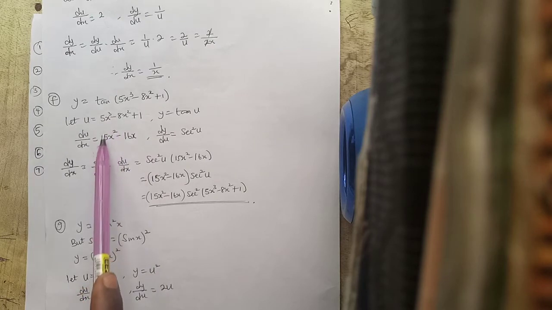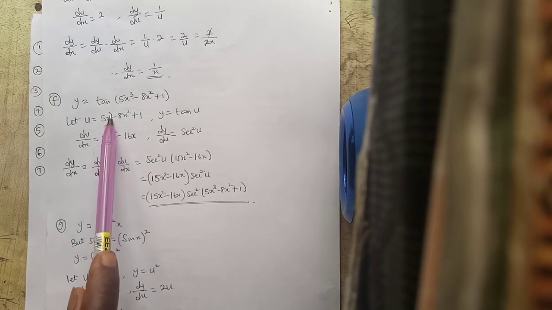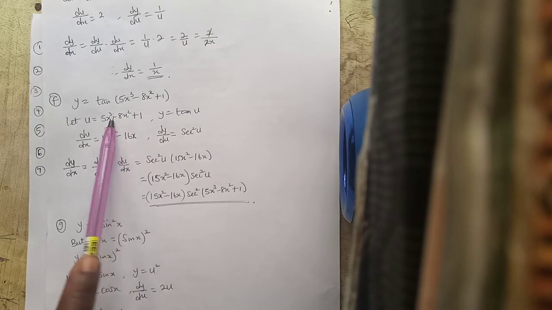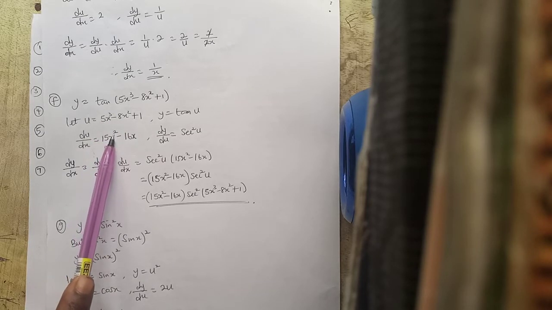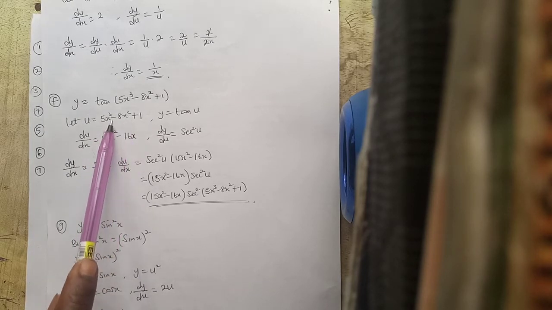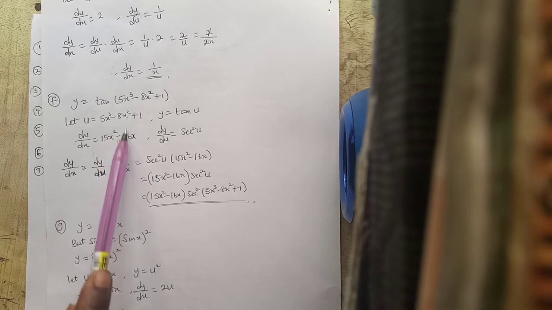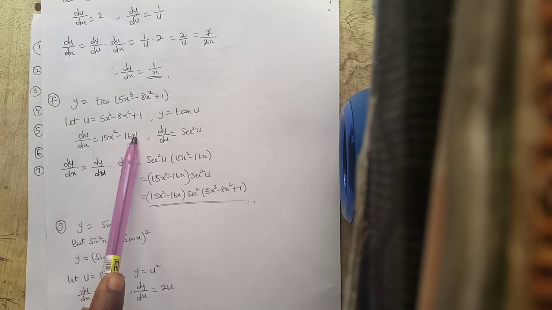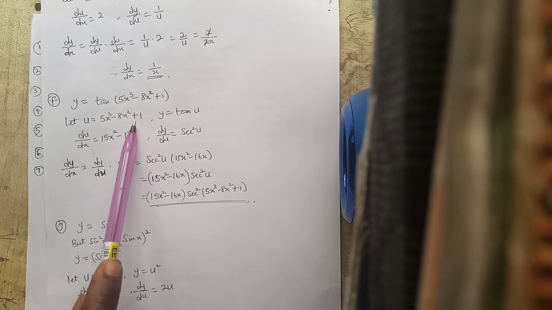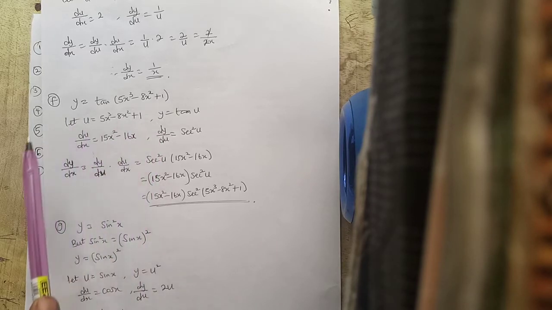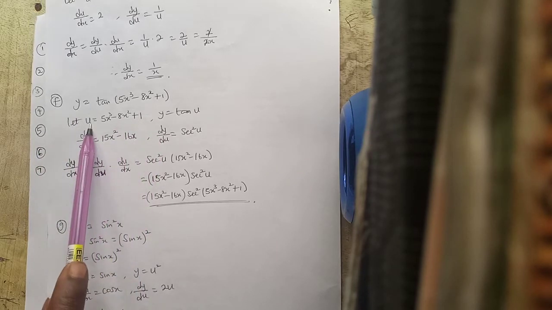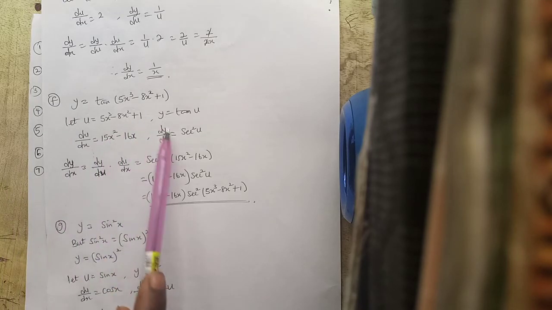This is 3 times 5, which is 15x. Instead of writing back this 3, the rule says you reduce the exponent by 1 and you have 2. Next thing, 2 times minus 8 is minus 16x. Instead of writing 2, you reduce it by 1 and you have 1. This is a constant function, plus 1. When you differentiate 1, you are going to have 0. So that is the differentiation of this. Now you move to the next one.